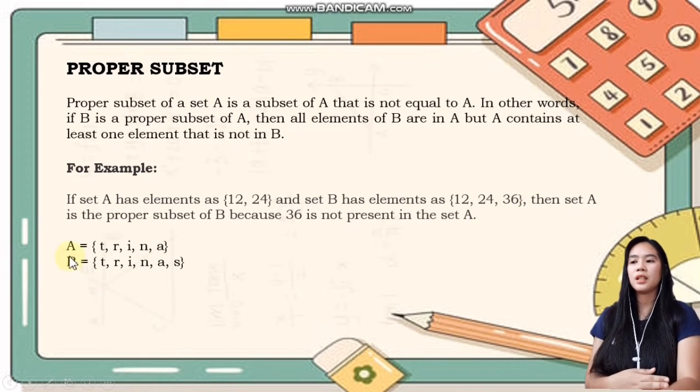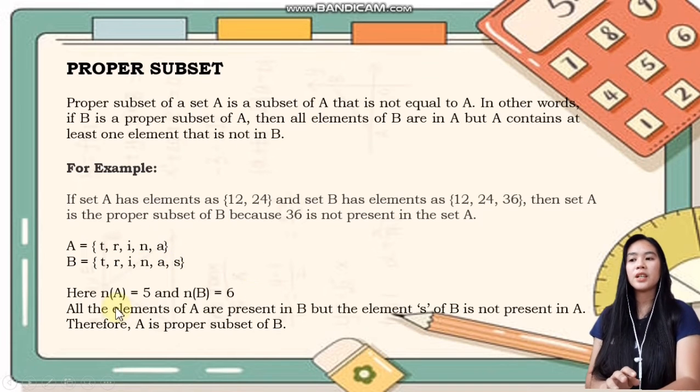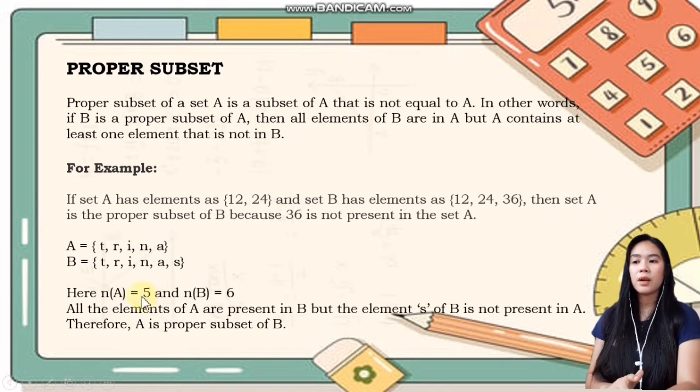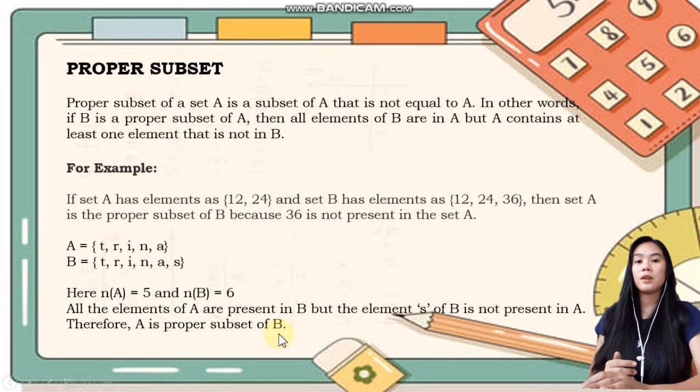So, another example is set A is equals to TRINA and set B is equals to TRINAS. Mapapansin natin na magkaiba yung cardinal number nito pero magkatulad ang elements niya. Ngunit may isang hindi nakasama sa isa pang set. So, here the number of elements in set A is equals to 5 and the number of elements in B is equals to 6. So, all the elements of A are present in B but the element S of B is not present in A. Therefore, A is a proper subset of B.